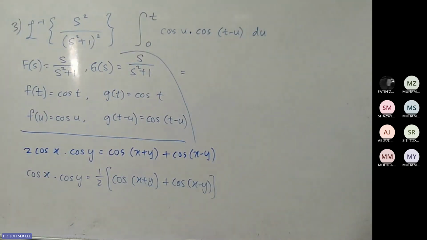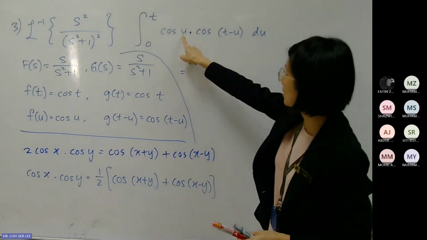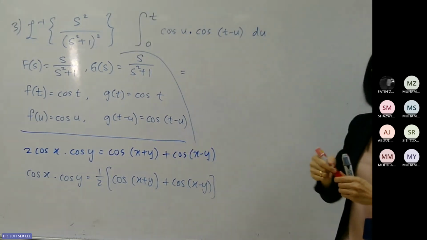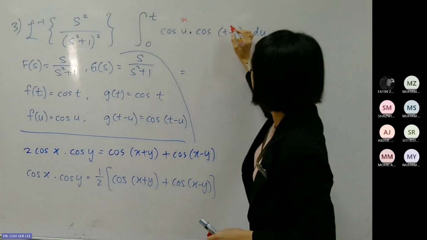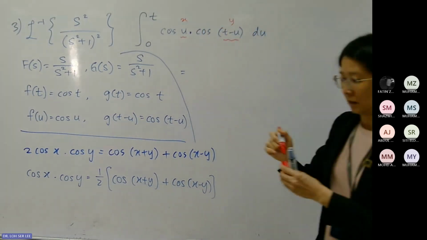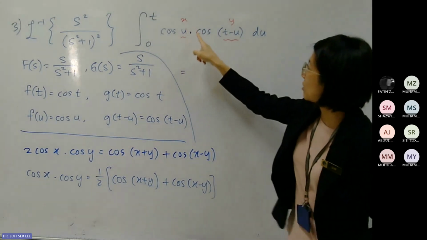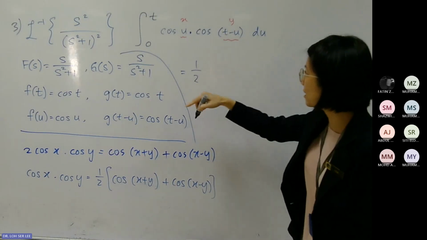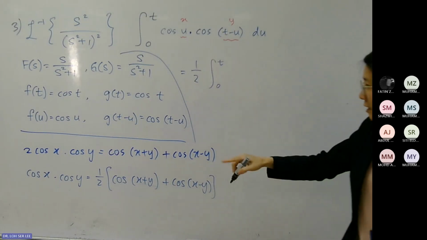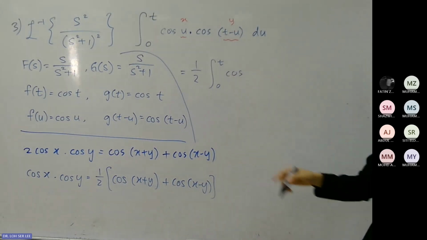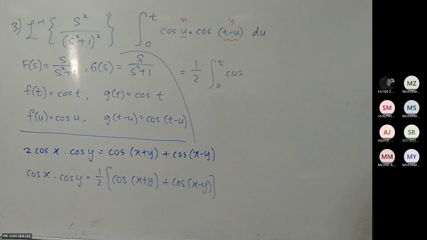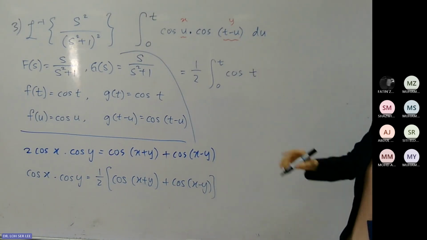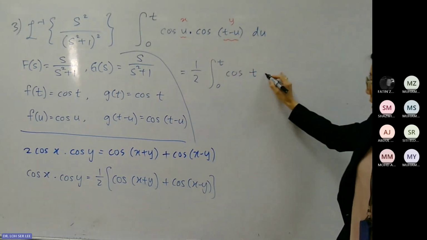So now your x is u. Your y is t minus u. Did you see that? This is your x. This is your y. Cos x times cos y equals, we factorize the half, and then we have cos. What is x plus y? T. Okay, x plus y, you get t.